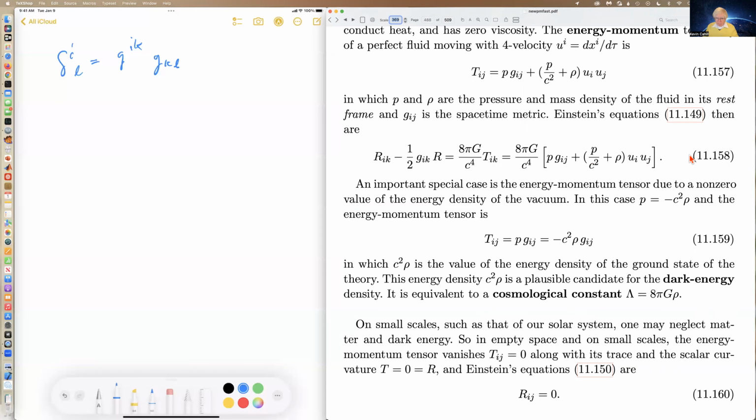And there are various special cases. One special case is the energy momentum tensor due to the energy density of the vacuum. And you might say, well, this is entirely trivial. And that was what people thought until about the year 2000, when dark energy, of course, was discovered.